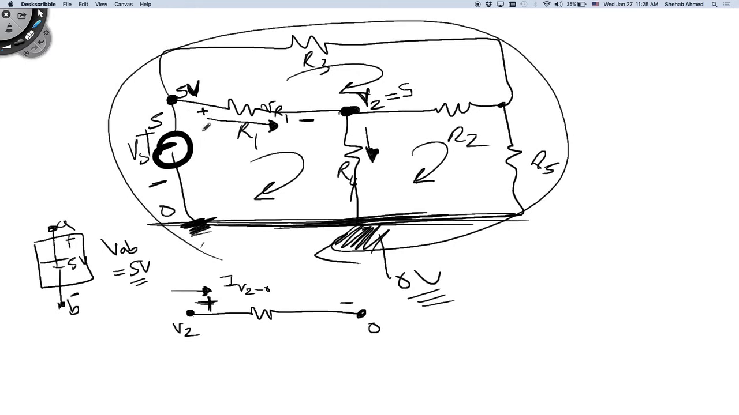Is this the same polarity or opposite polarity? I'm going around the loop this way. This is minus plus, and then this is plus minus. It's opposite polarity, right? So V2 is equal to 5 volts minus VR1. But what is VR1? VR1 depends on the value of current flowing through this resistor.